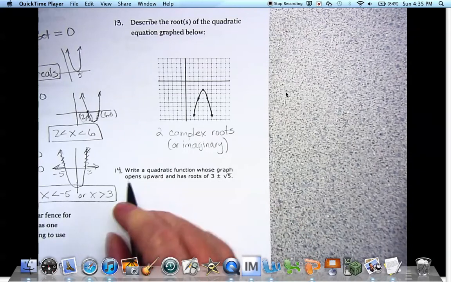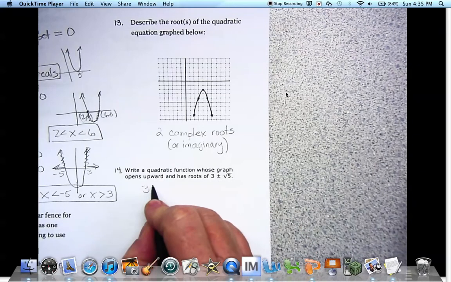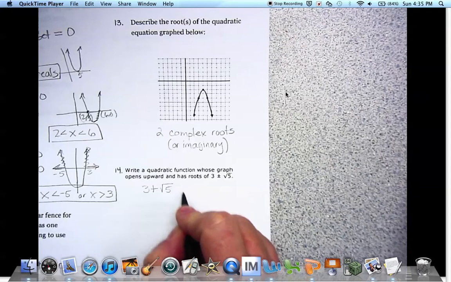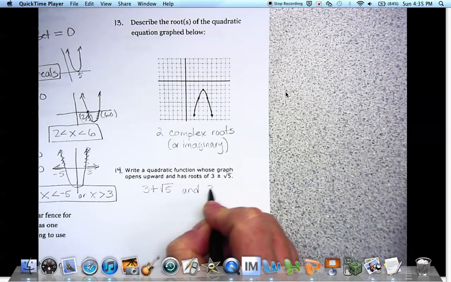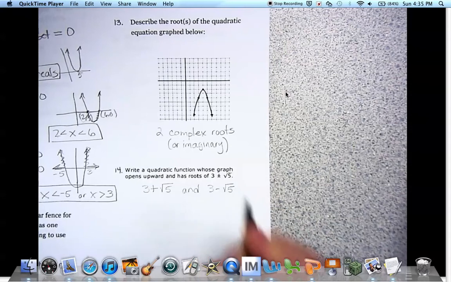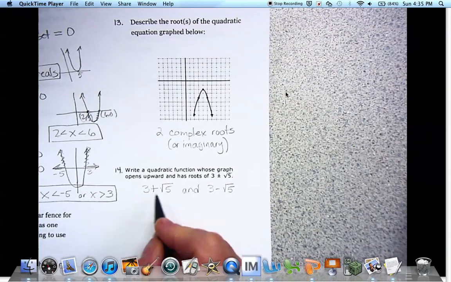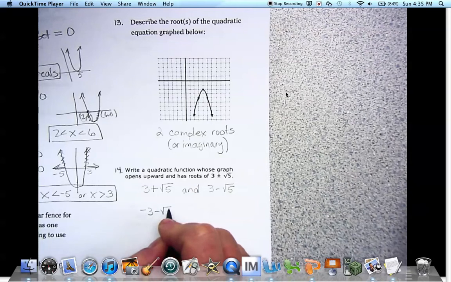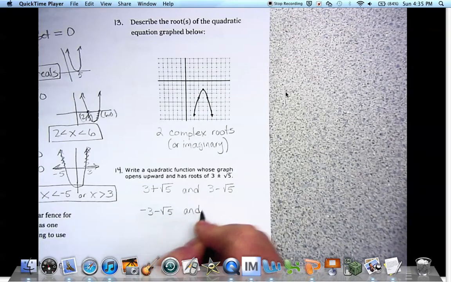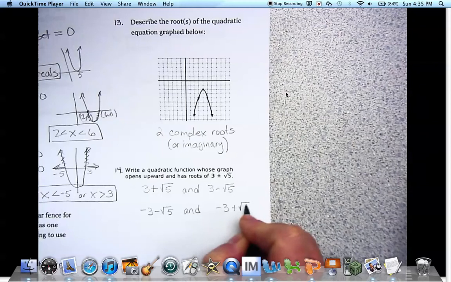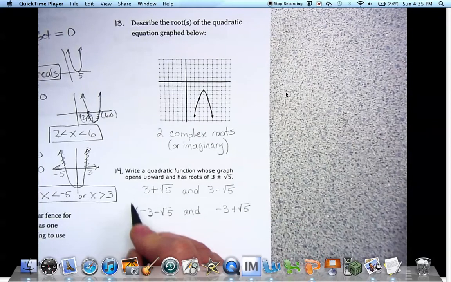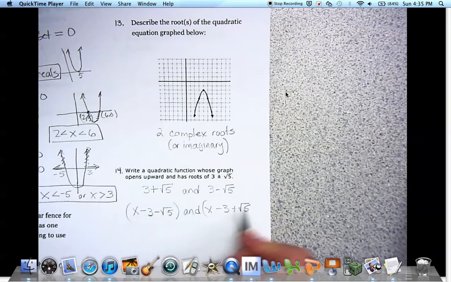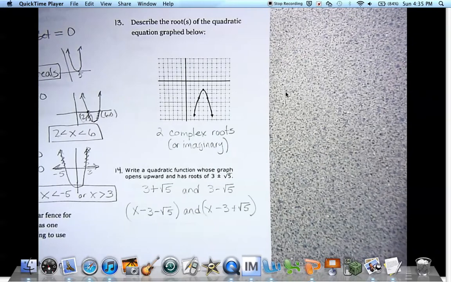First of all, let's write them separate. 3 plus the square root of 5 and 3 minus the square root of 5 are the 2 roots. Now to make factors, we do the opposite. We do negative 3 minus the square root of 5 and negative 3 plus the square root of 5, and then we put an x in front.